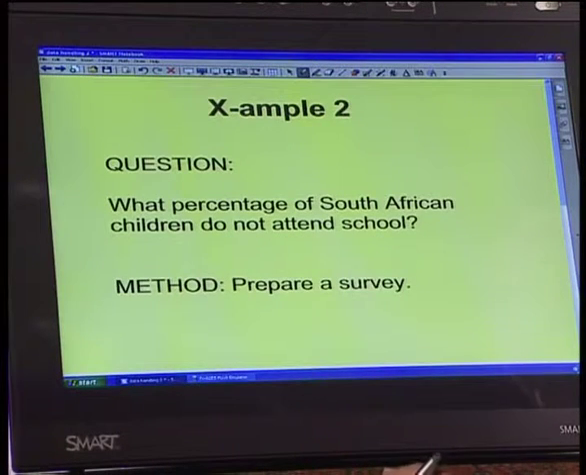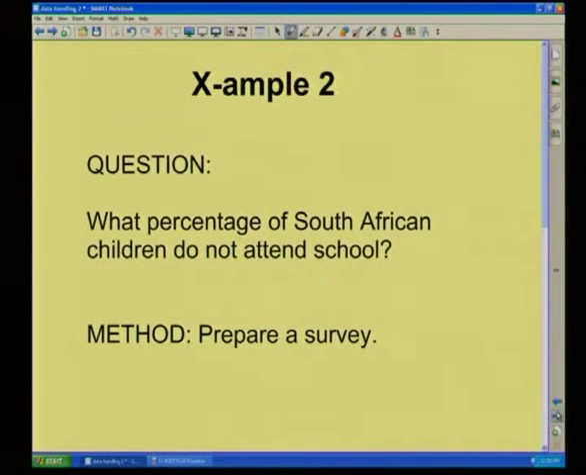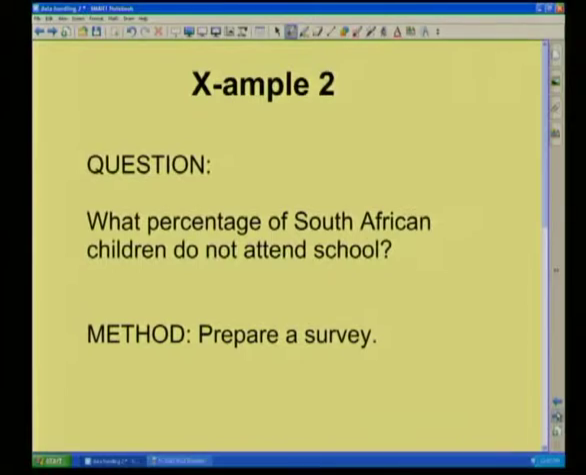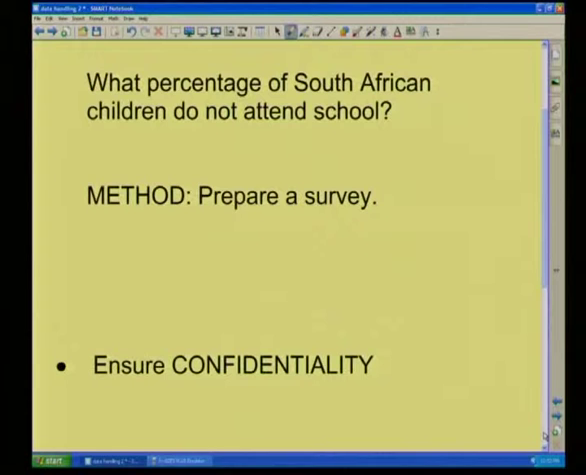Shall we look at another example? Here is a question. What percentage of South African children do not attend school? We'll be interested in answering this question. And to do this effectively, we're going to have to come up with an instrument that will help us to do so. So the method is firstly, let's prepare a survey.